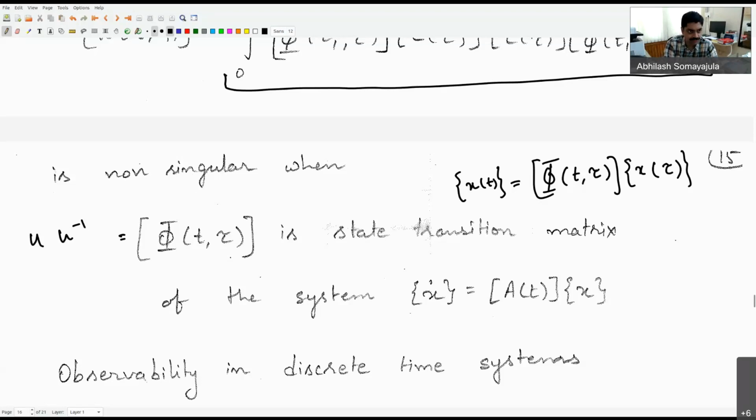Let me just check that. State transition matrix is u times u inverse, correct. It is given as u times u inverse, where u is basically nothing but a matrix of a solution of u dot equal to A times u, with the initial condition where u is chosen as an identity matrix at time 0.